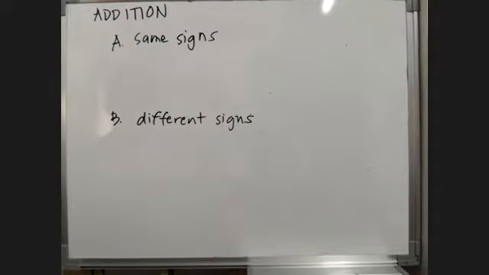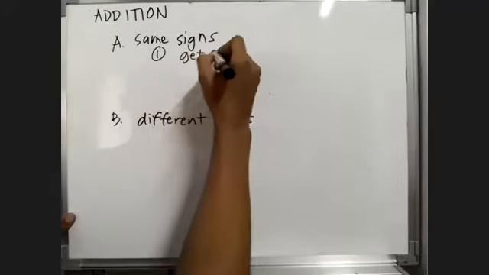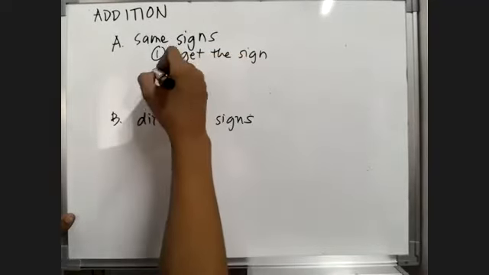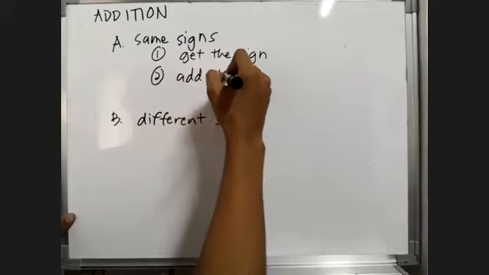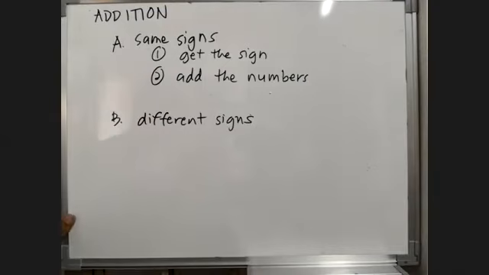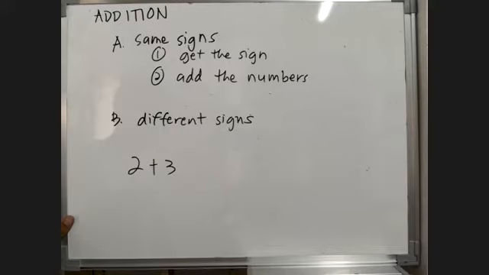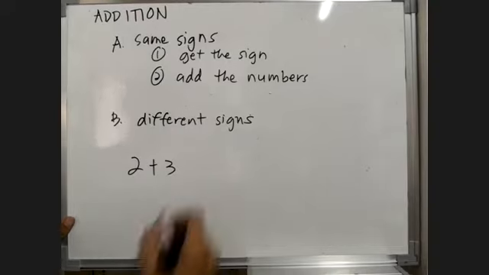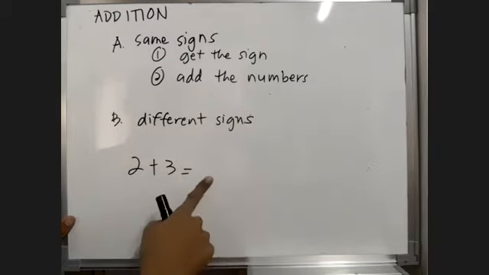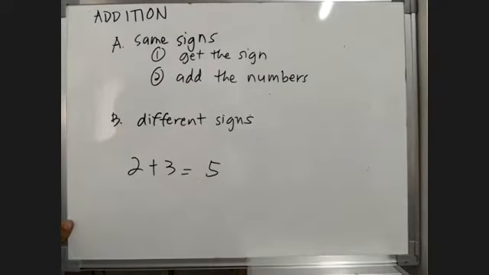Now, sa same signs, ang gagawin lang natin dito, step 1, get the sign. Then, add the magnitude. Okay, so sa same sign, for example, I have 2 plus 3. Ano yung sign nila? Parehas sila. Positive. Positive. So, kunin natin yung sign, automatic positive siya. Then, add the numbers lang. So, we have 5. So, gano'n lang siya kadali. Sobrang dali niya kapag positive lang.